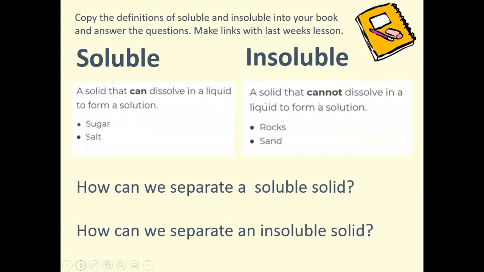So, soluble. A solid that can dissolve in a liquid to form a solution. Some examples of this are sugar and salt. Insoluble. A solid that cannot dissolve in a liquid to form a solution, for example, rocks and sand. If you can think of any other examples of soluble solids or insoluble solids, add them to your list.